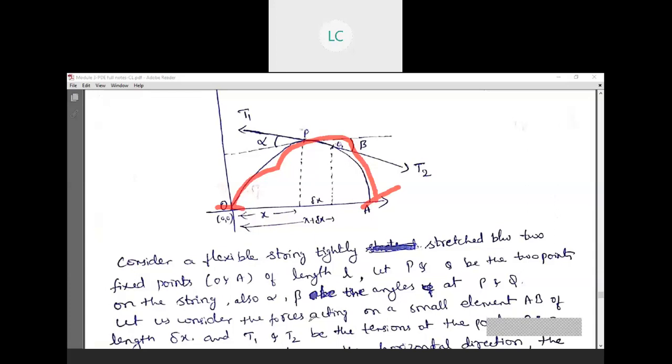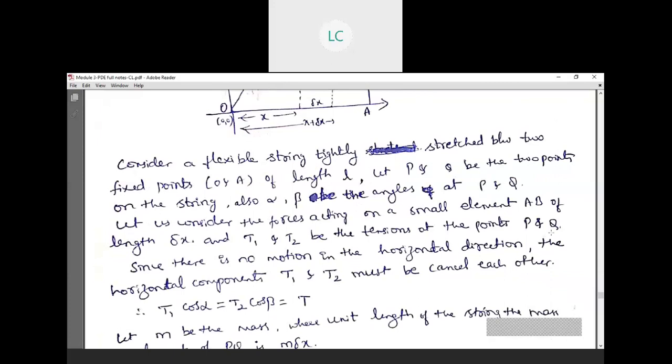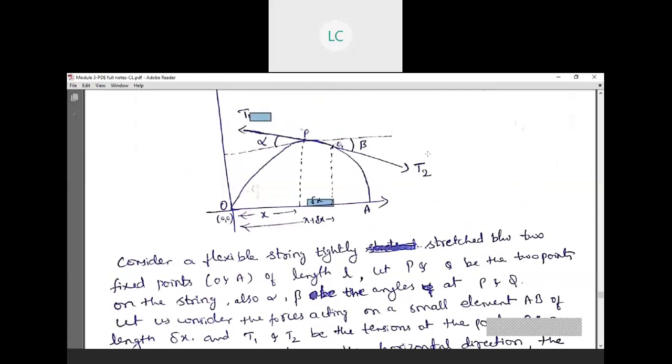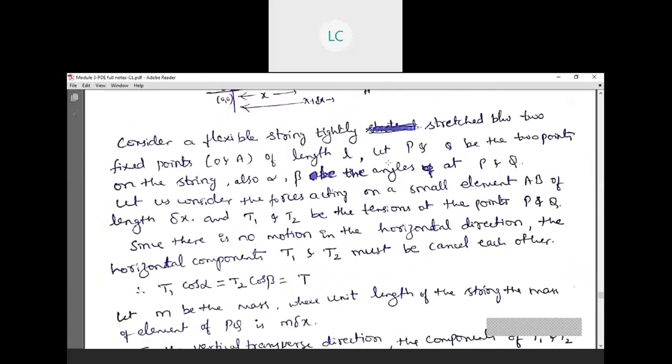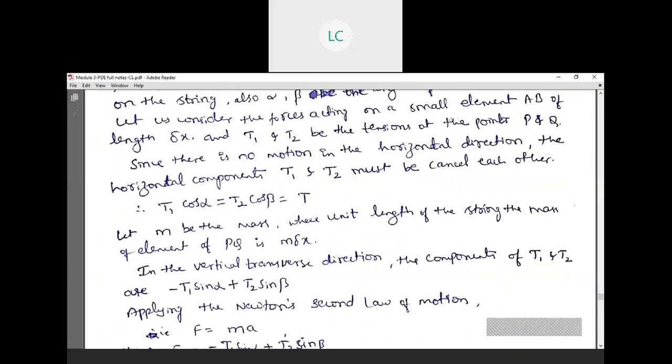Let us consider the force acting on a small element AB, not ABC, sorry, please make one correction here: small element PQ of length delta x. See, this is the length delta x. And T1 and T2 be the tensions. There is a tangent, no? This is T1 and T2, those two represent the tensions at the points P and Q.